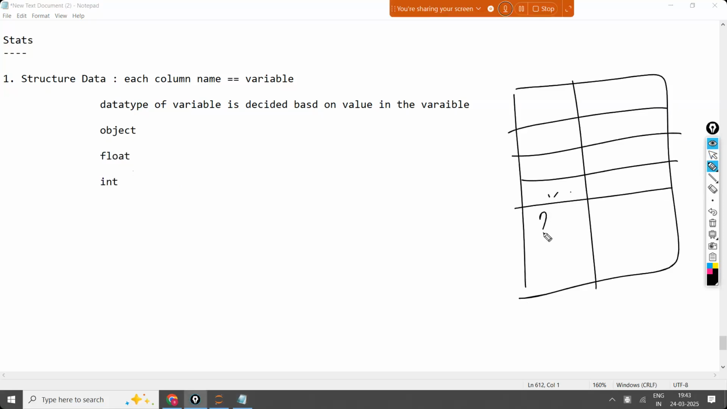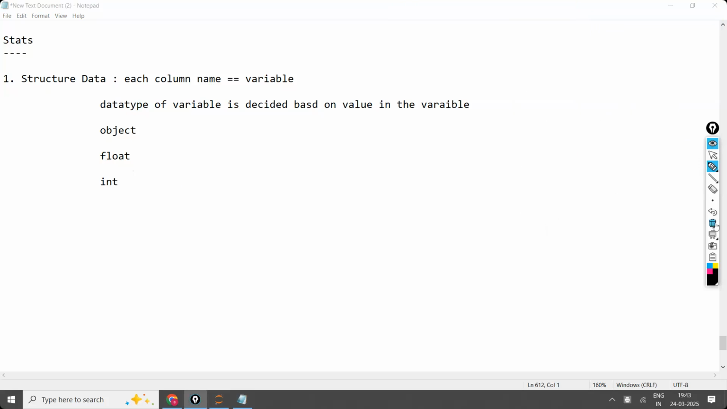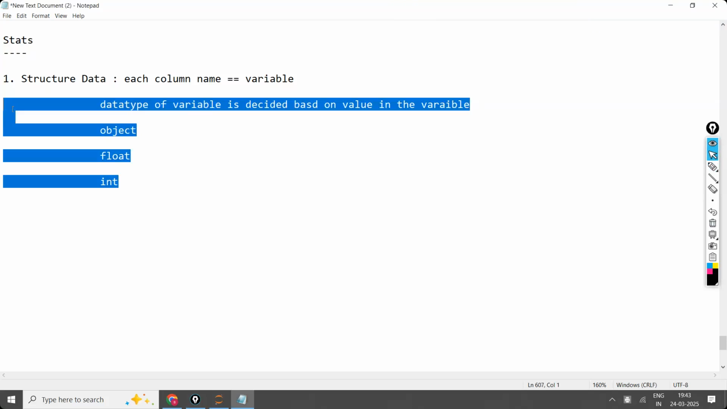If you get a list of 1, 2, even that will be considered object only. Other than int and float, everything comes under object. If all the values are float, it comes under float. If all the values are int, it comes under int. This we already know, and we get it by using df.dtypes.